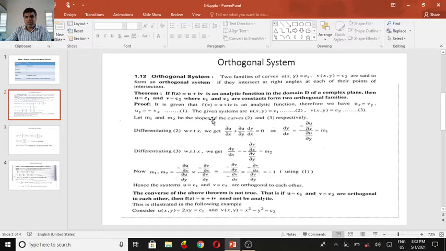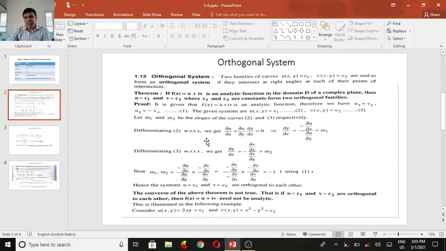Now the given system is u of x y equal to c1, which I call equation 2, and v of x y equal to c2, which I call equation 3. Let m1 and m2 be the slopes of curves 2 and 3 respectively. The slope of c1 is m1 and the slope of c2 is m2.